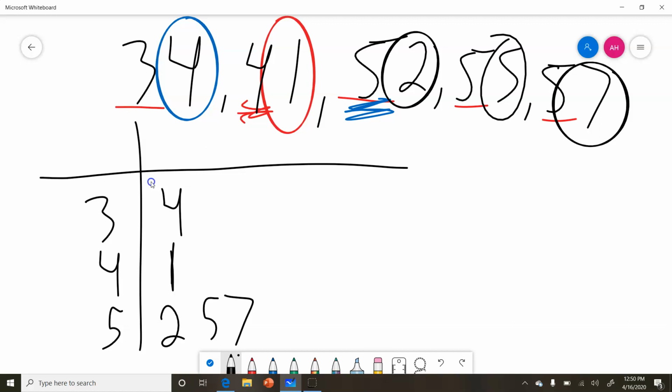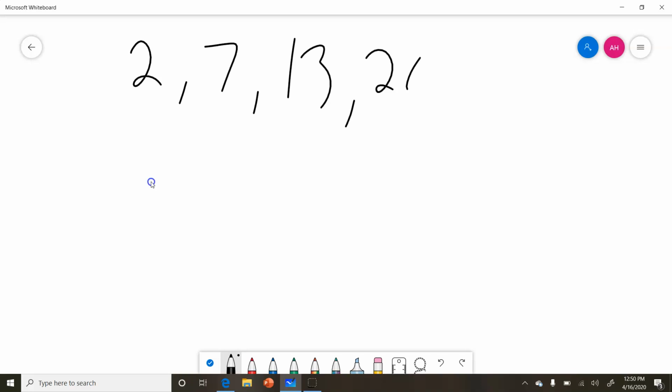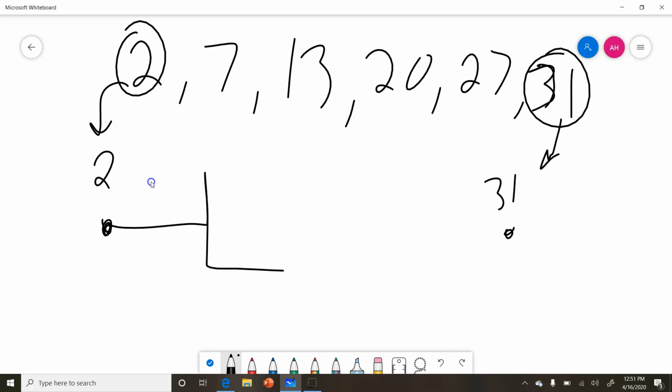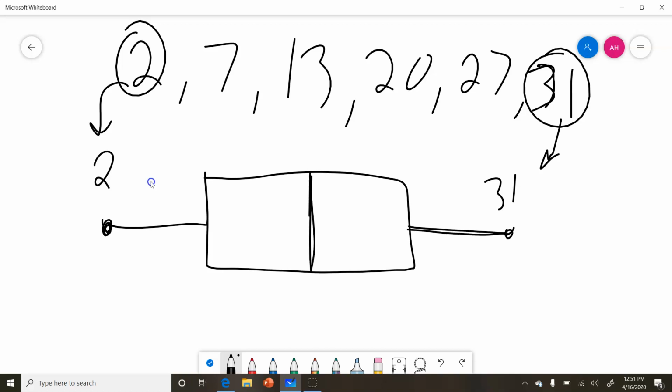Then the last part of the homework is going to be a box and whisker plot. Sorry, not whisper. So if we have these numbers, 2, 7, 13, 20, 27, and 31, the way I make that is the smallest becomes this one, so that's 2, he's the smallest, comes down here. The biggest is 31, so he comes down here, and that's 31. Then I have a box right here, and I say, which way is the median?